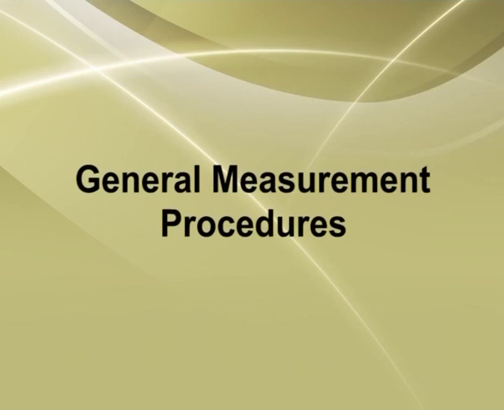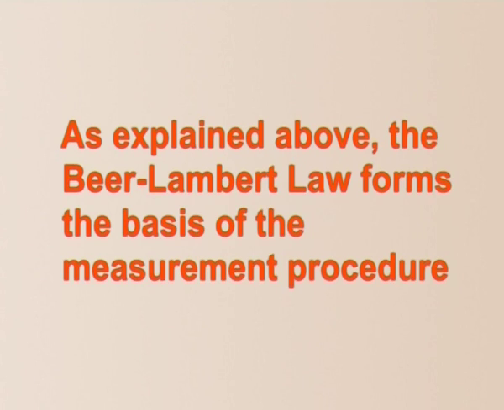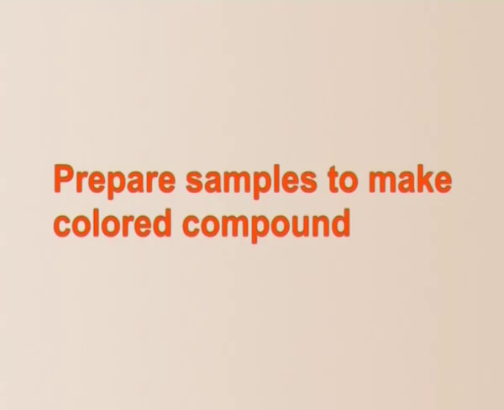General measurement procedures. As explained above, the Beer-Lambert's law forms the basis of the measurement procedure. The amount of light radiation absorbed by the compound is directly related to the concentration of the compound. The general measurement procedure consists of 5 steps. Prepare sample to make colored compound.